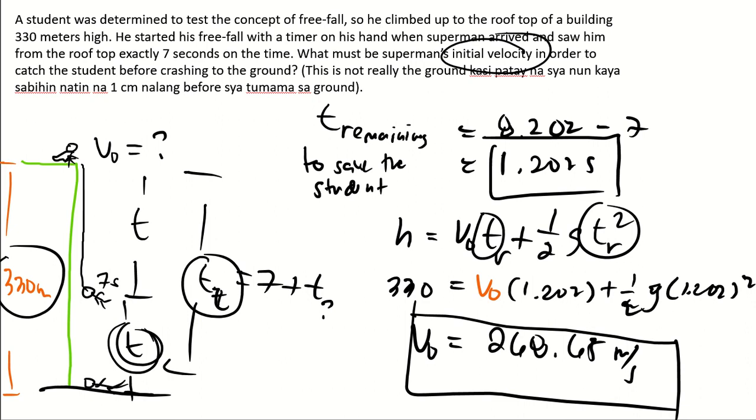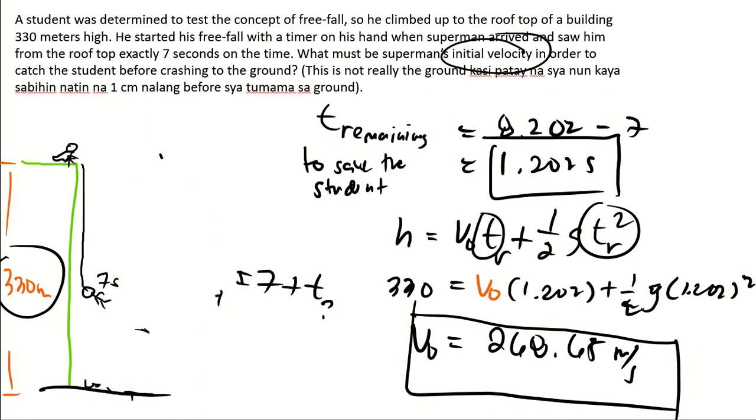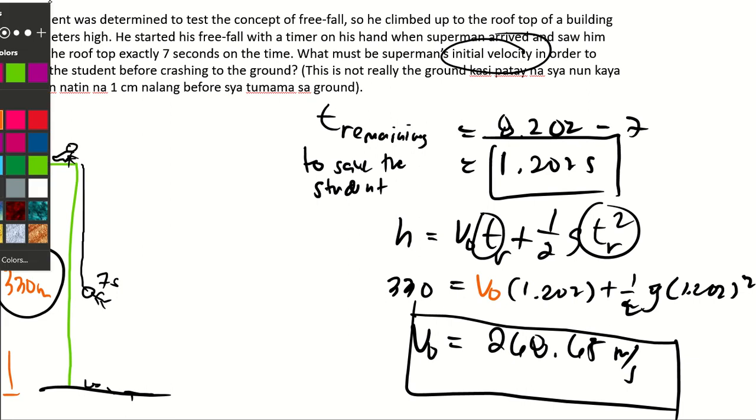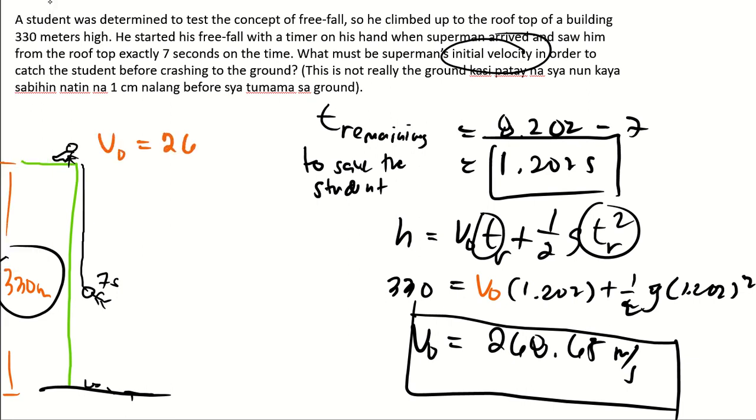Ibig sabihin, dapat ang velocity ni Superman ay 268.65. Ang bilis, di ba? Umabot ka ba ng 200 sa motor? Parang hindi naman bilis-bilis nito. Hanggang 100 lang ako sa motor eh. So, imagine mo pa, 268.